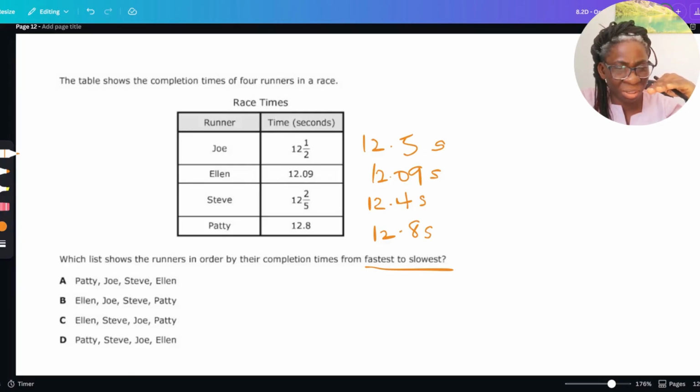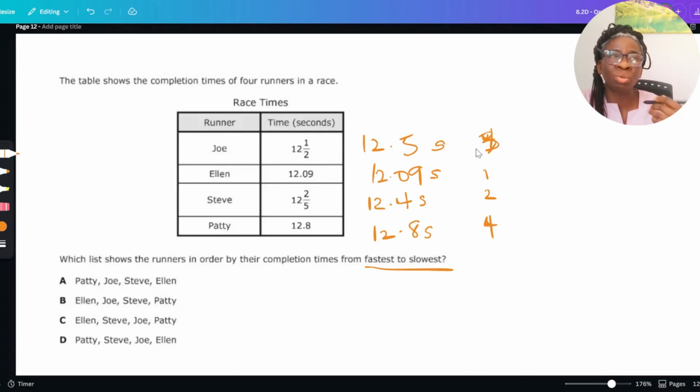That's what makes this one tricky. If you arrange it like this, you will get a wrong answer. Because when it comes to a race, the person with the smallest, the least seconds, is the fastest runner.